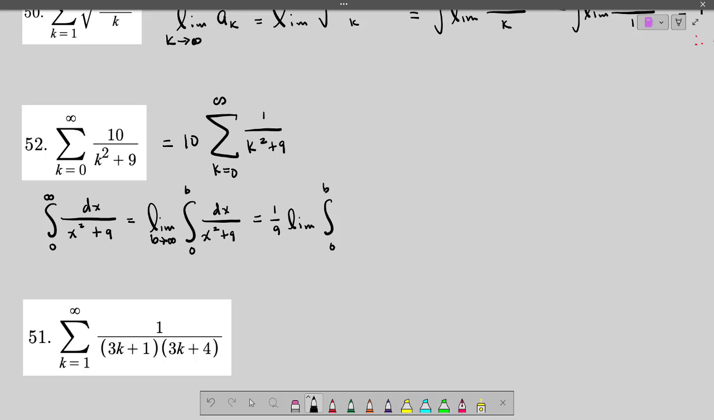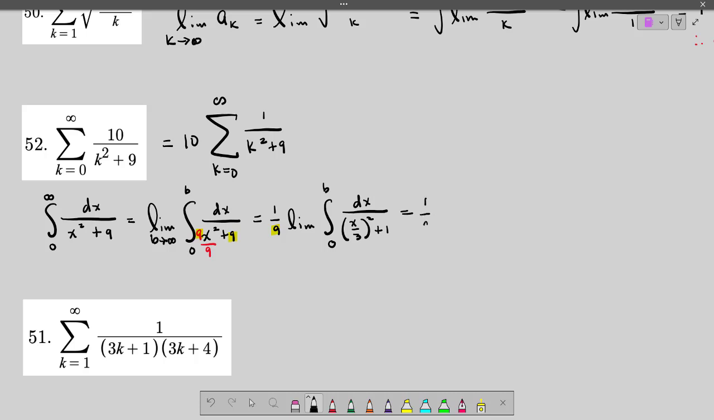Integral from 0 to b, that is a 0, not a 6. And when we factor out that 9 from the denominator, we get x squared over 9, which is x divided by 3 squared, plus 1. Now we have an integral that's in the form of an arctan.